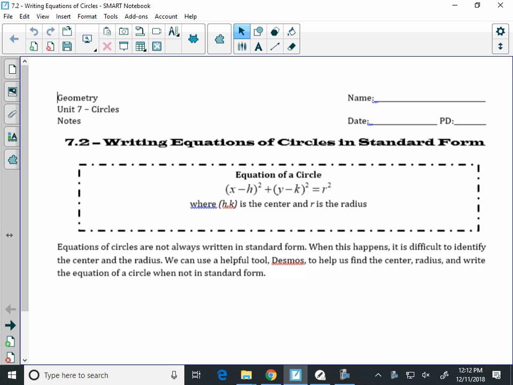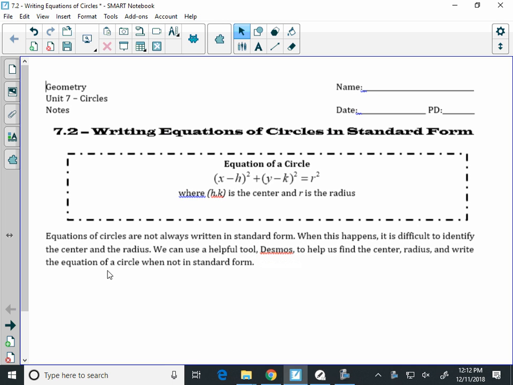I don't know if you guys talked about it in another class or not. We used to have to do that. It was long, it was a little tricky, students had a hard time with it. But now that we have Desmos, that makes our lives so much easier because we can use Desmos to help us write these equations. Okay?